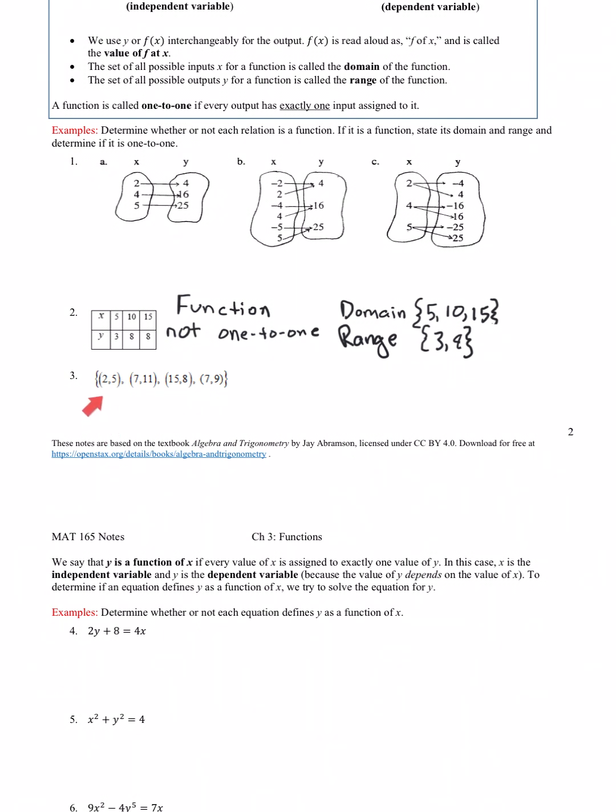Let's look at number 3, where we have our relationship, if there is a relationship here, written as coordinates. Please notice here, is this a function? It's not. Can you see where? Notice when x is 7, it is assigned both an 11 and a 9. That is not allowed, so this is not a function.